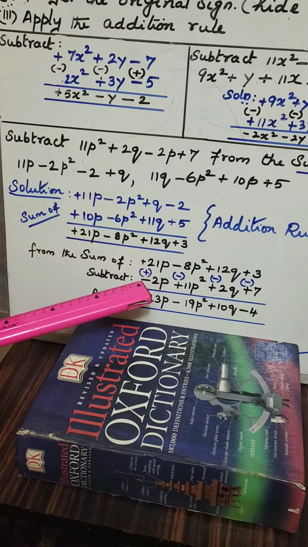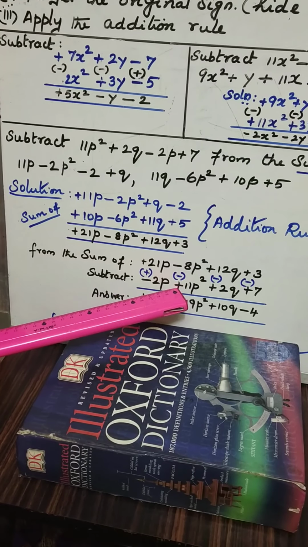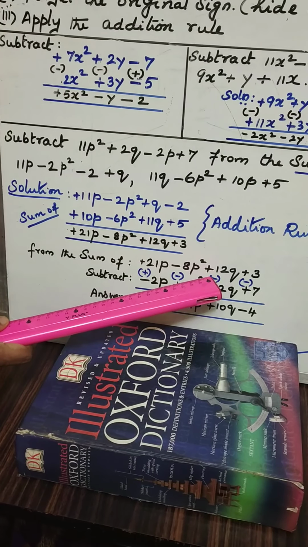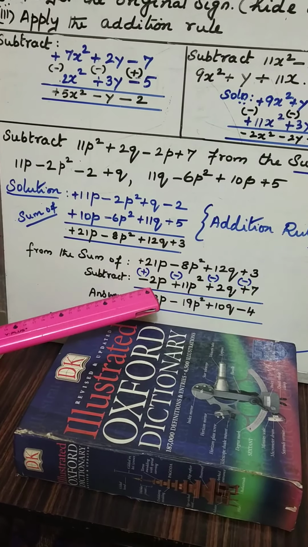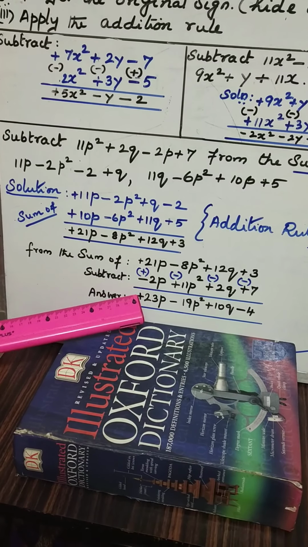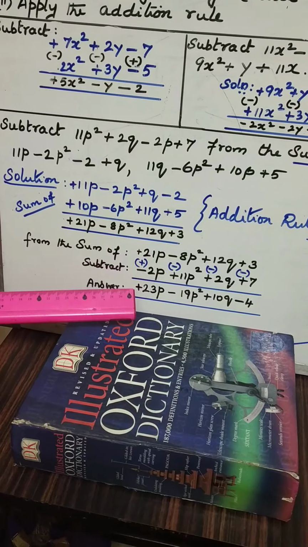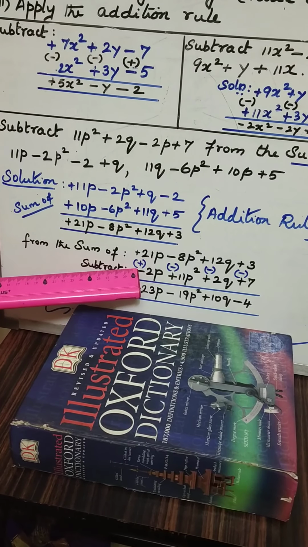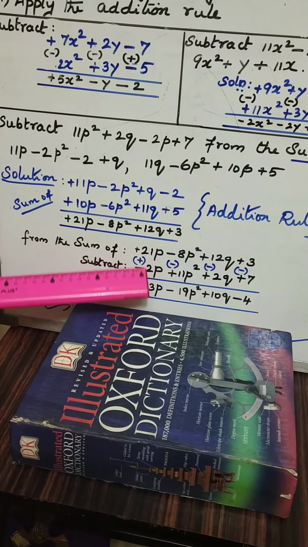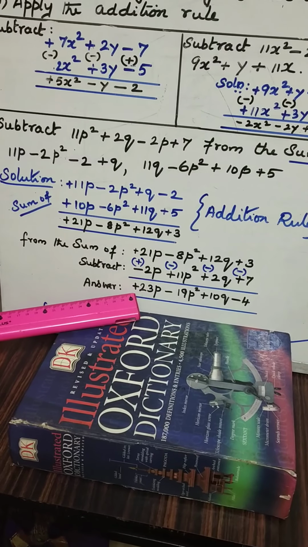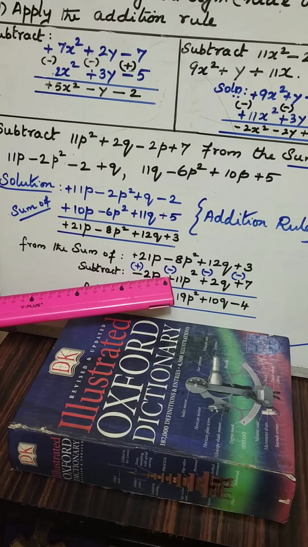Look at here. Now minus will become plus here. Plus will become minus. Plus will become minus. Plus has become again minus. Now what you must do? You have to forget the original sign. Apply the addition rule. Now when you forget the original sign, what happens? Both are plus. Addition rule, both are plus. Add and put the plus there. Plus 23p.